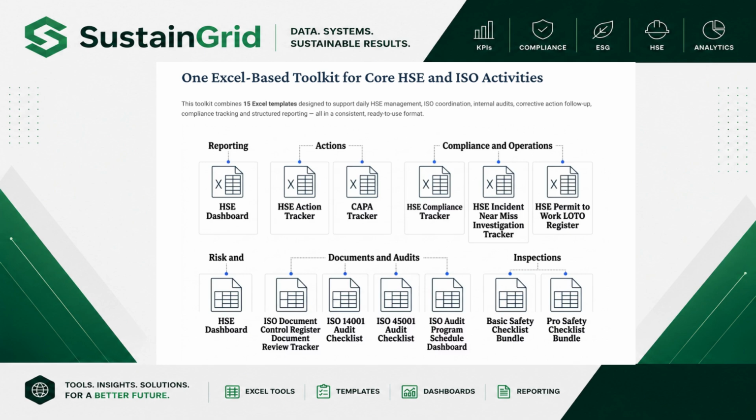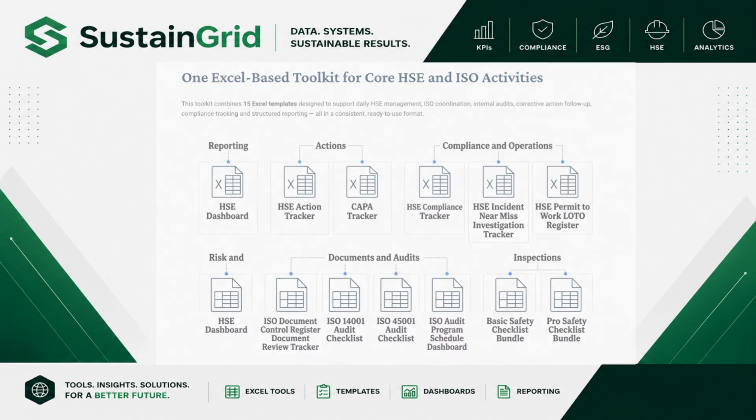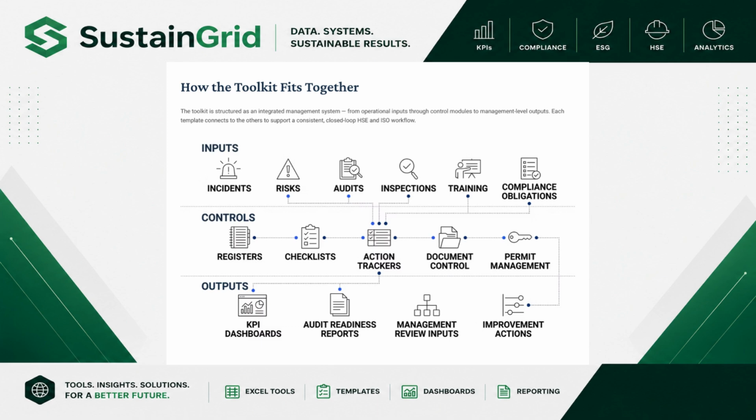The complete HSE and ISO Management System Toolkit combines 15 Excel templates for core management system activities. It is designed for daily operational use, internal audit preparation, corrective action follow-up, compliance tracking, and structured management reporting. Instead of creating every file from scratch, users receive a consistent template set that can be adapted to their own organization, processes, and responsibilities.